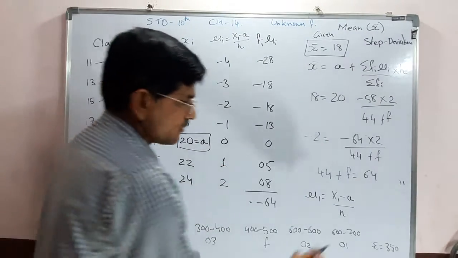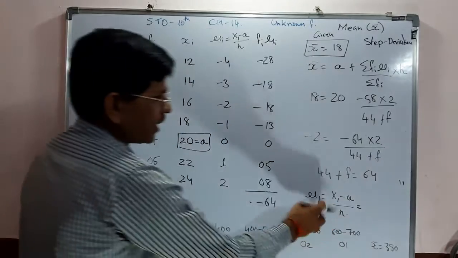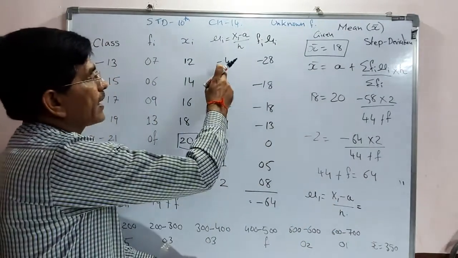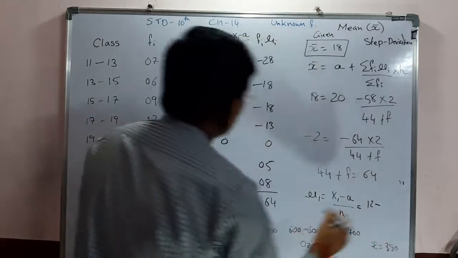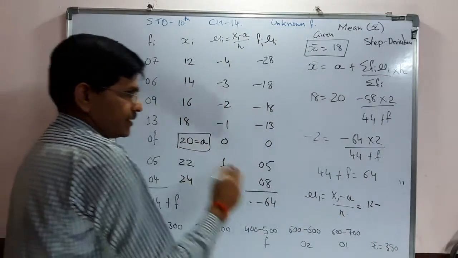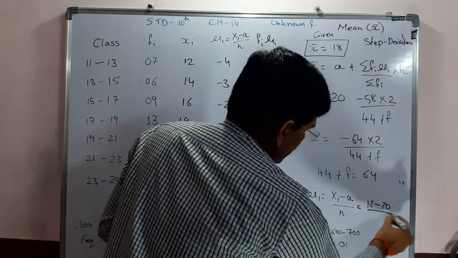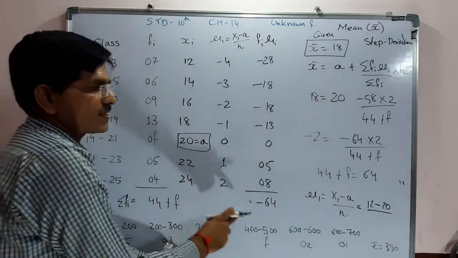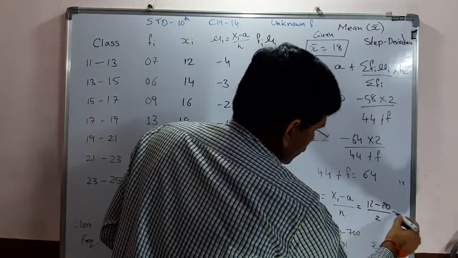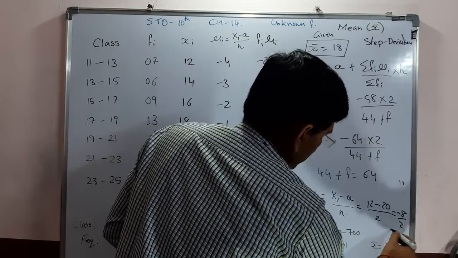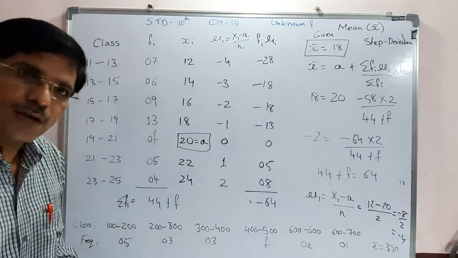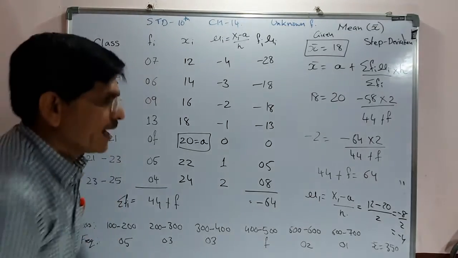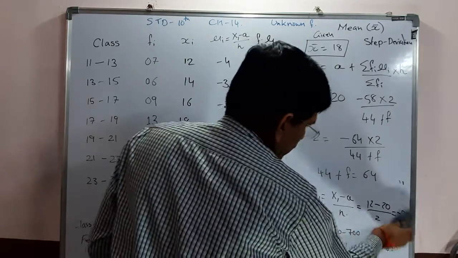We know that we have also explained how we can find ui. Xi means 12. So 12 minus a, that is 20, divided by h, that is 2. So minus 8 divided by 2, that is minus 4. That is why I am writing minus 4. But we know that we have to write it directly. Don't do the calculation.